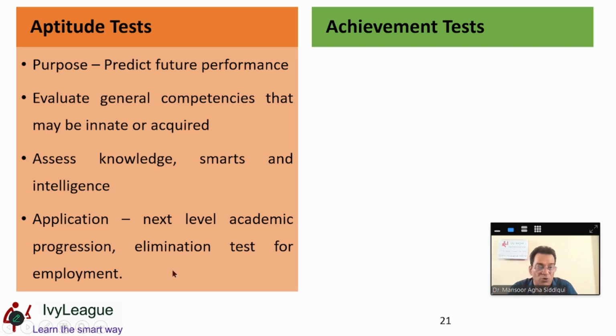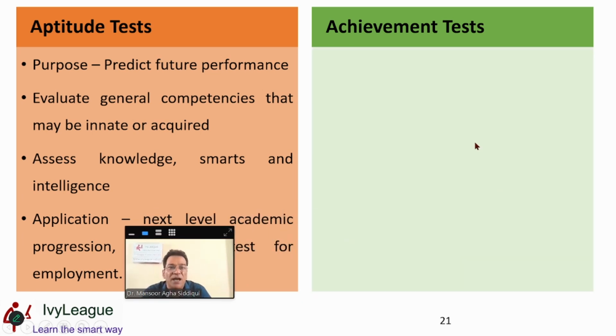For example, UPSC. UPSC uses CSAT to check basic intelligence, and it is used as an elimination test to eliminate almost 70-80% of the people who apply for UPSC's exam. This is aptitude tests. They are different from a second type of test, which are called achievement tests.